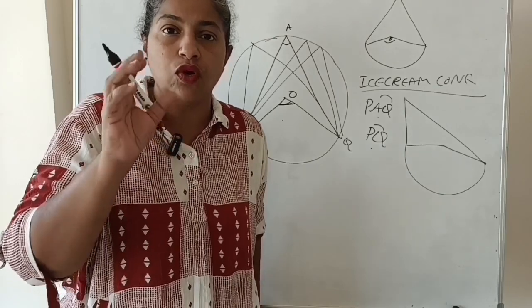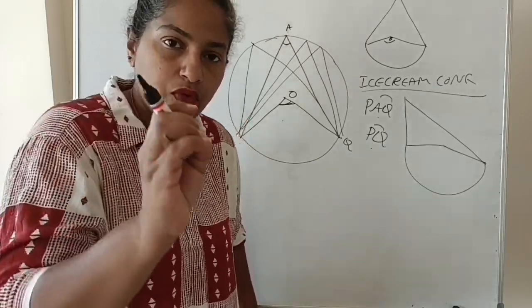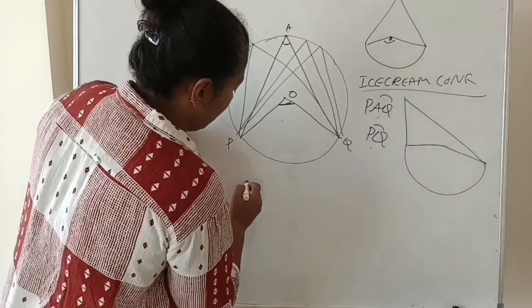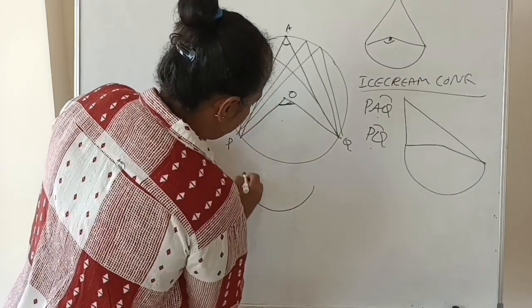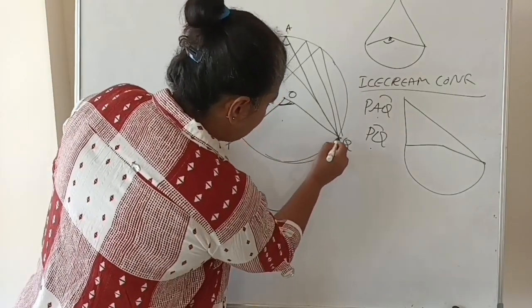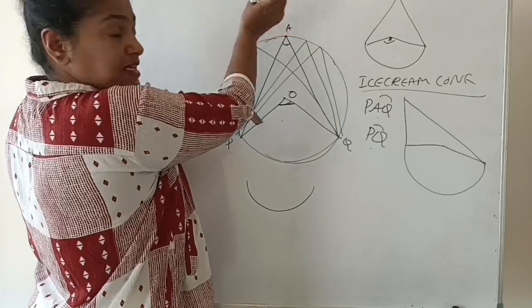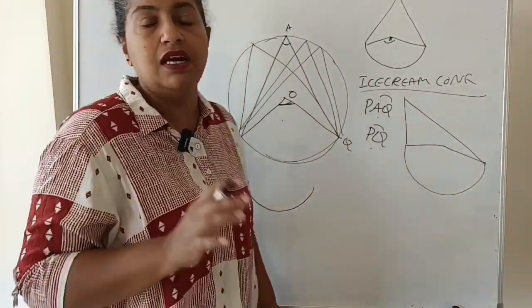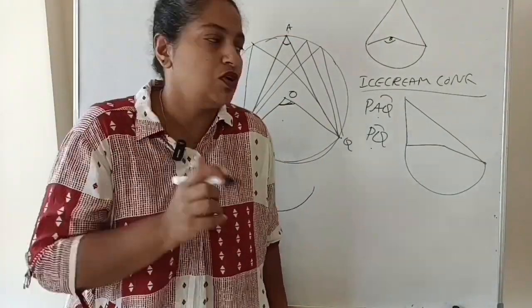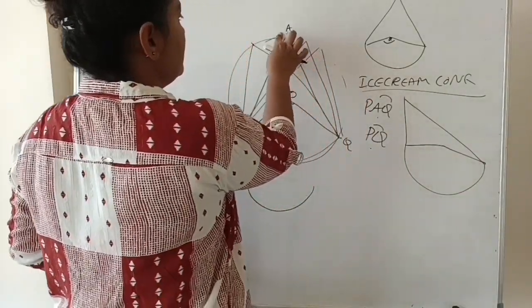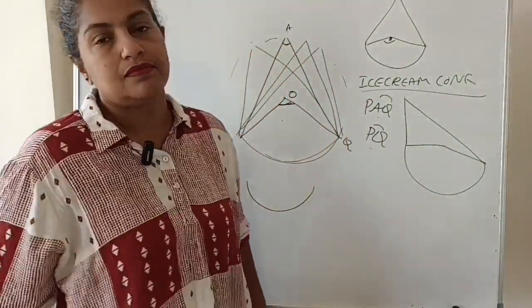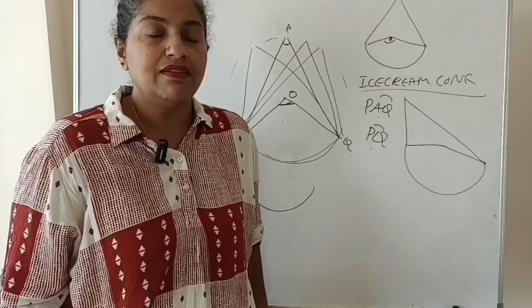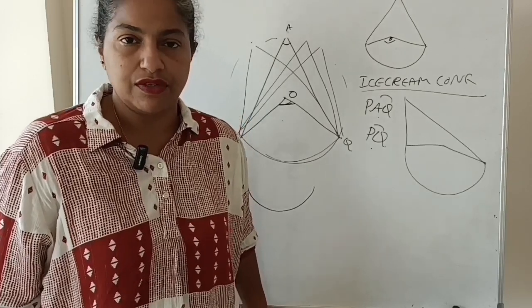I hope you have understood what exactly I am going to relate. I am going to relate the angle subtended by the minor arc PQ on the circumference of the circle and the center of the circle, which looks like an ice cream cone if I were to eliminate this part.